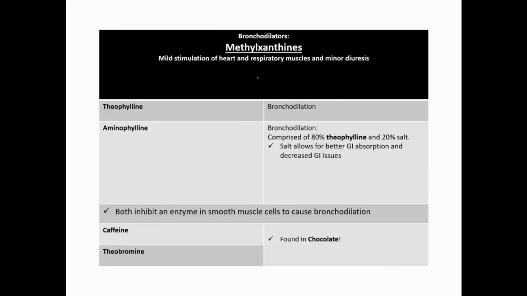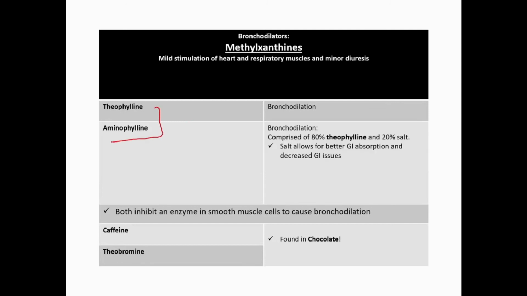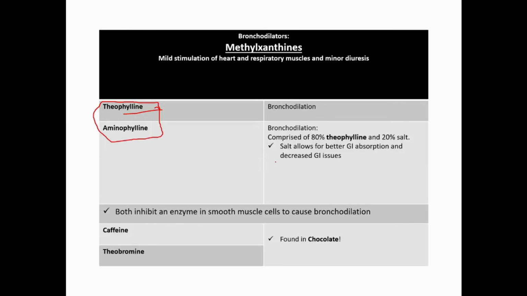Methylxanthines are also bronchodilators. They have some mild stimulation of the heart and respiratory muscles and some minor diuresis, which means it's taking fluid away from the respiratory system, away from the body. Both theophylline and aminophylline I keep in the same box in my mind. They both cause bronchodilation. And aminophylline is essentially theophylline with added salts. The added salts allow it to be absorbed better and decrease GI issues because it's taken out of the GI tract sooner.